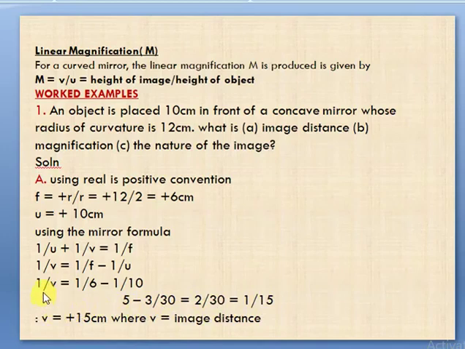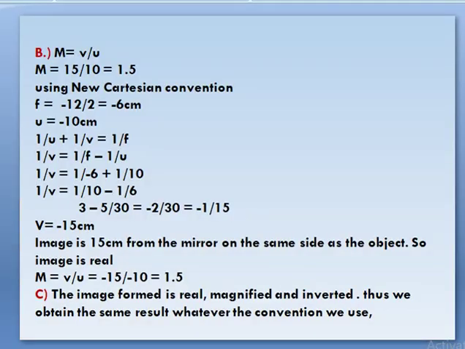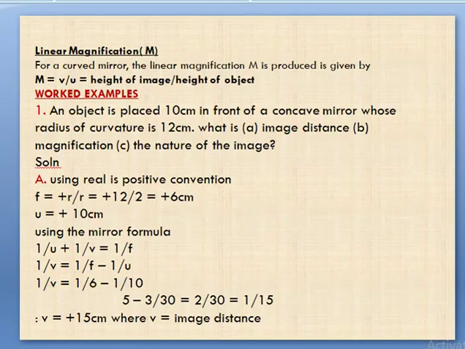Remember, we are looking for V, not 1/V. So V becomes 1 divided by 1/15. That is 1 times 15 over 1. And our V here is plus 15 cm. So our image distance is how many? 15 cm. Remember, we are looking for image distance, magnification, and the nature of the image.